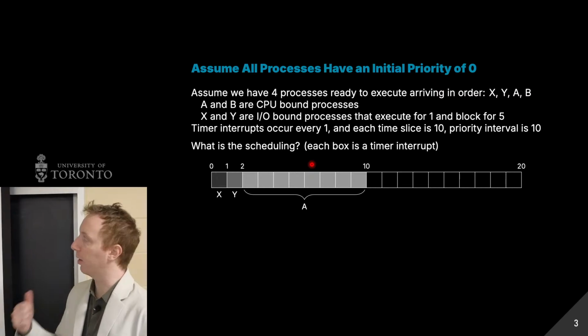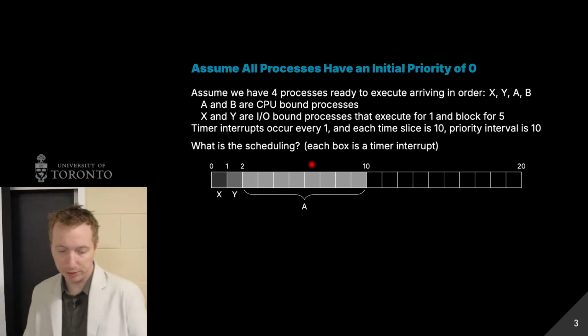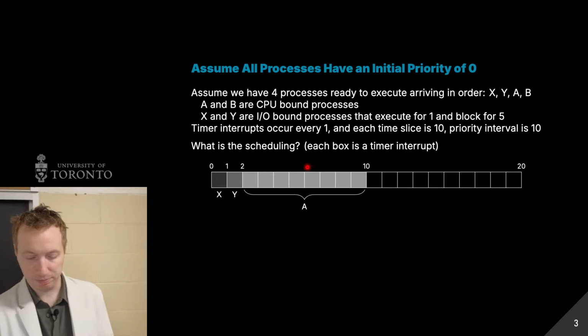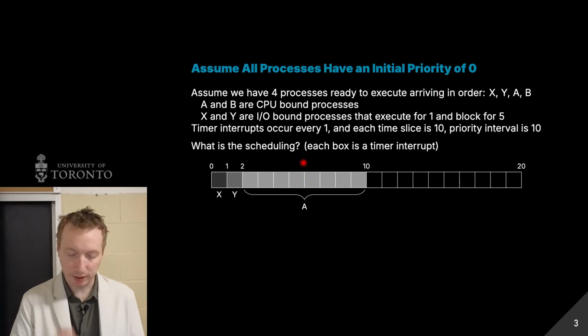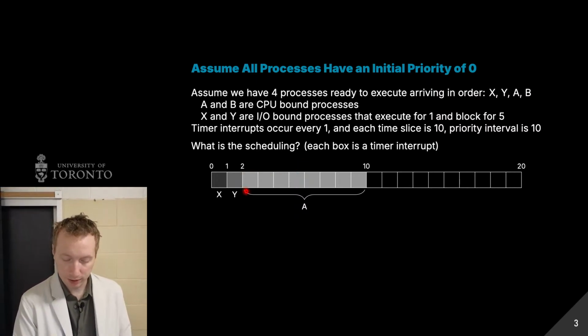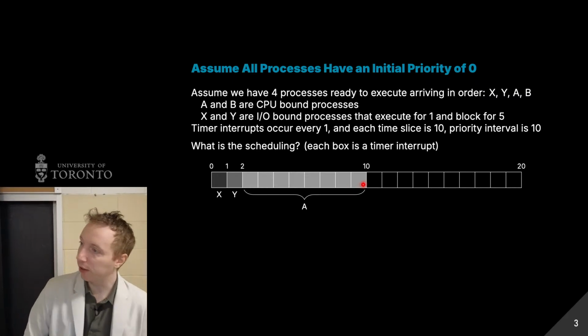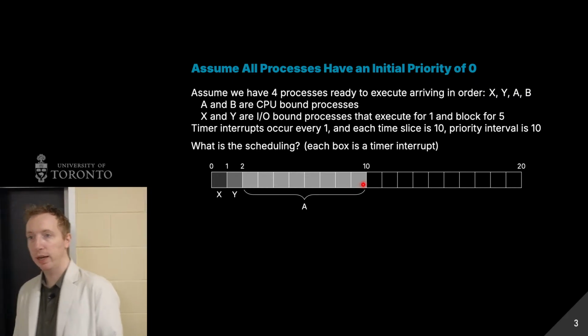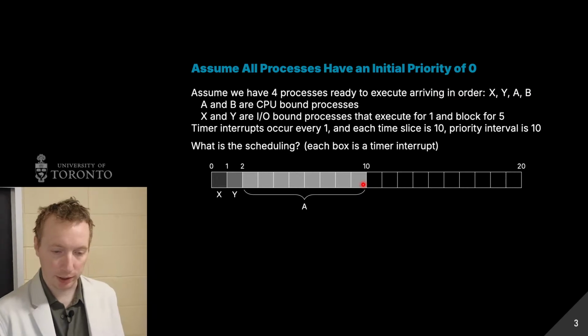So we won't just kick out process A because they're of the same priority. You would just favor keeping executing whatever you're executing. So A will execute for 8 time units until time 10, and then we get to recalculate all the priorities.